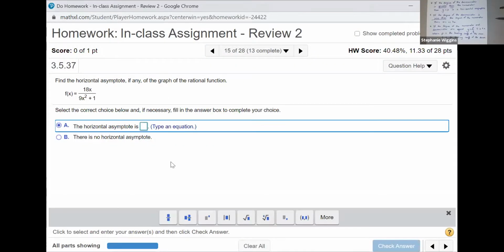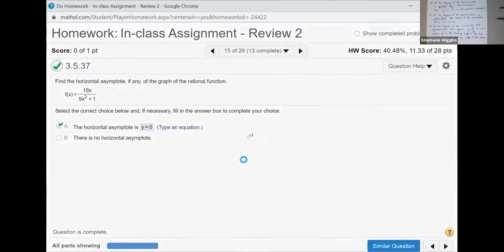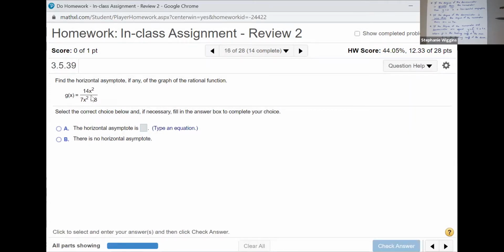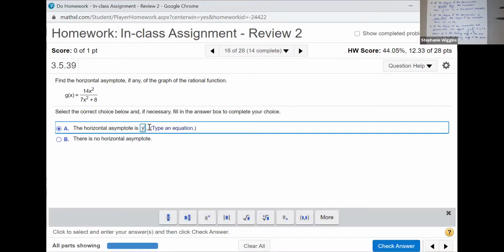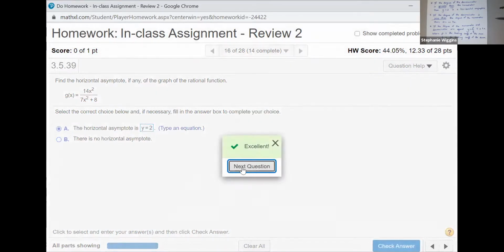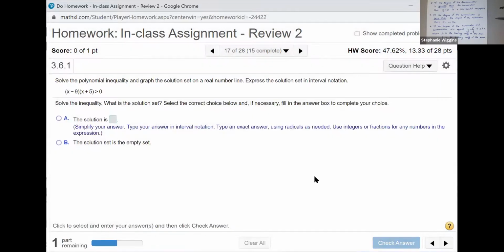So this one is y equals 0. Notice that now in this one, the degrees match. If they match, then you take the leading coefficient. So 14 divided by 7 equals 2. So y equals 2 is a horizontal asymptote. And that's all I had for that one. If the numerator has greater degree, then there are no horizontal asymptotes.